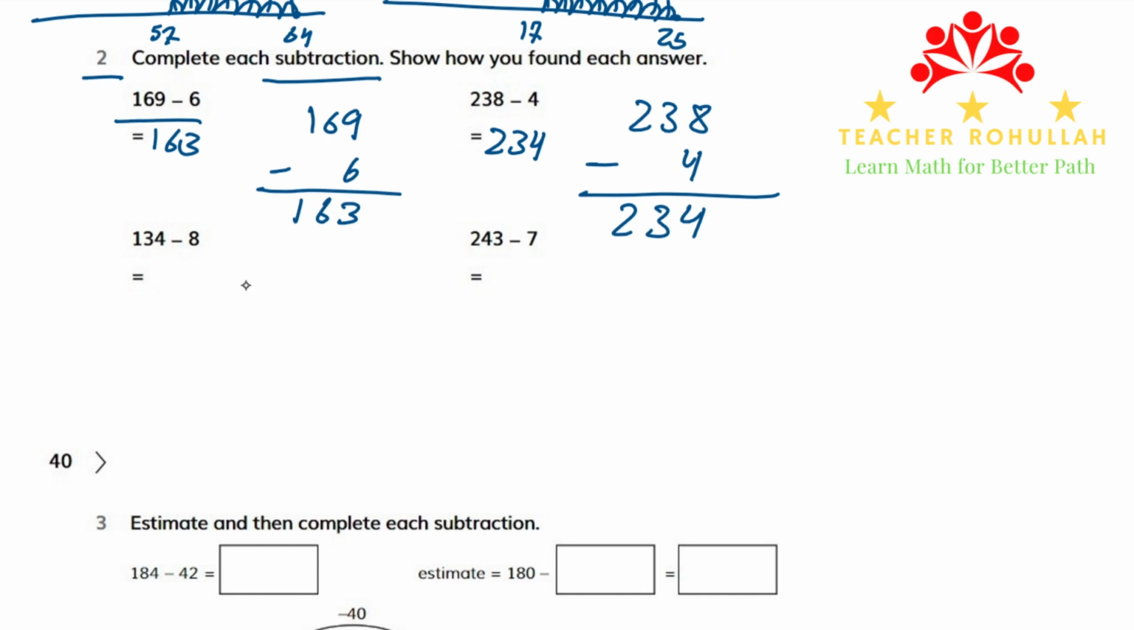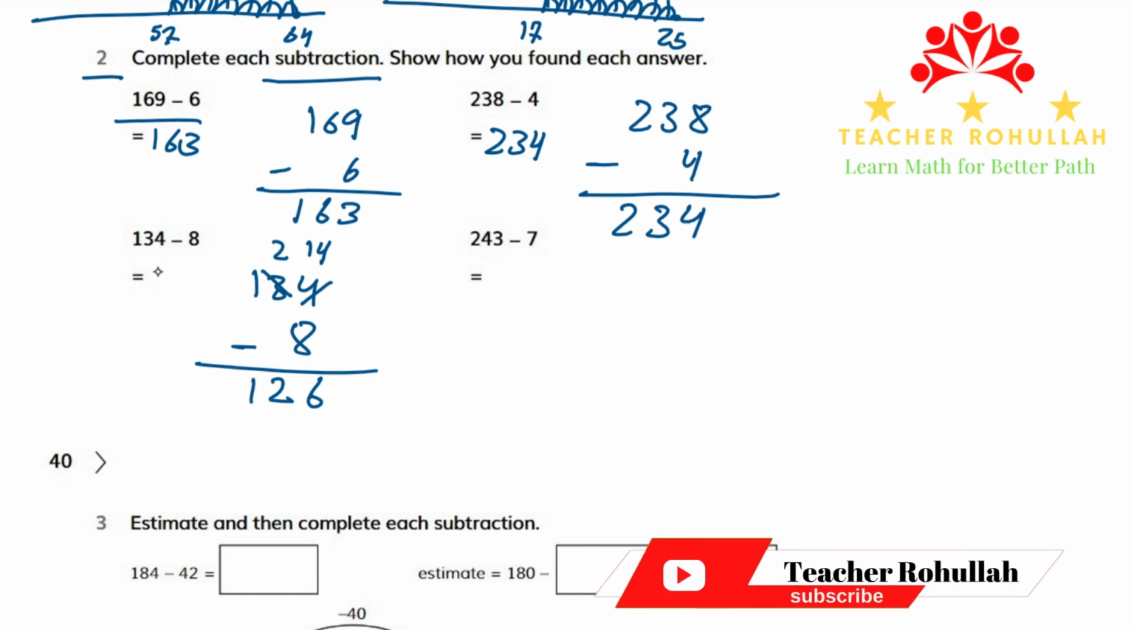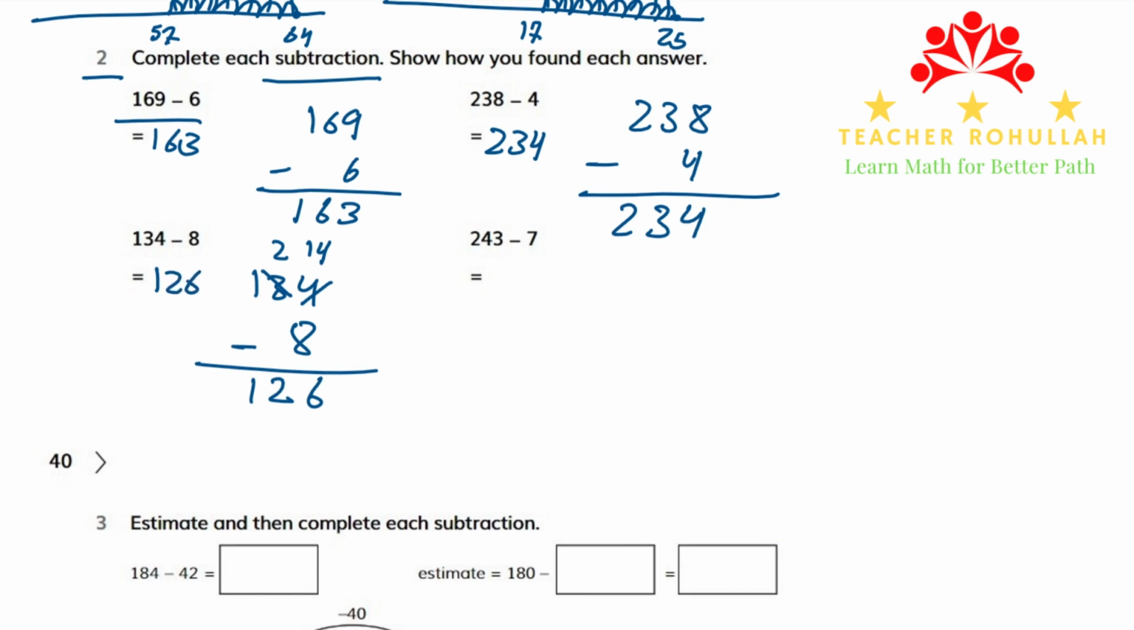The third problem in this question is 134 minus 8. Again, I will use column subtraction. Over here, we see that we cannot subtract 8 from 4. So what do we have to do here? We can regroup. How to regroup? We borrow from the tens place, which we have 3. So if we borrow from 3, we will have 2 here. And the number in the ones place will become 14. Now 14 minus 8 will be equal to 6. 2 minus nothing is 2. And 1 minus nothing is 1. So 134 minus 8 will be equal to 126. This is how we can regroup in subtraction.